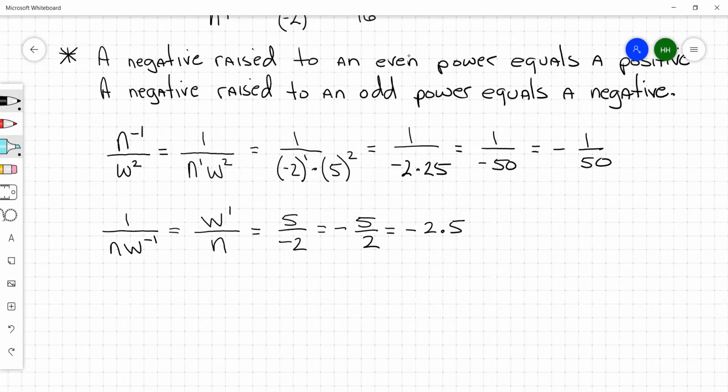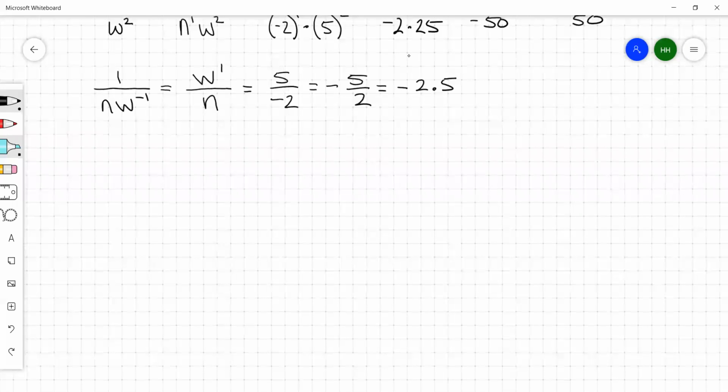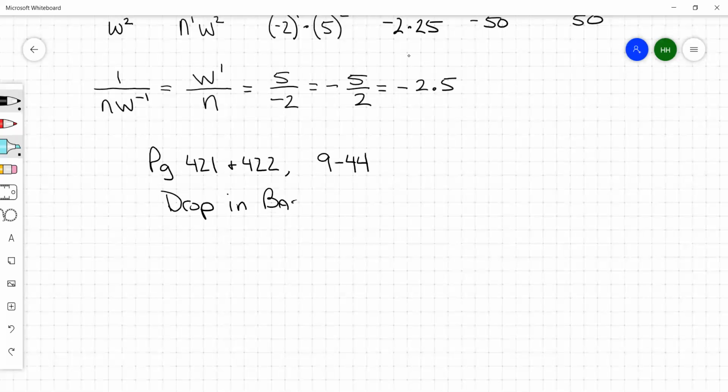Your assignment for today. If you're a Zoomer, it's a new handout. It's already been uploaded to the resources tab on the Focus web page. So we got pages 421 and 422, doing problems 9 through 44. If you're a Zoomer, you're going to take a picture of that completed assignment and you're going to email it to me. If you're in class, you're going to drop it in the basket upon departure.